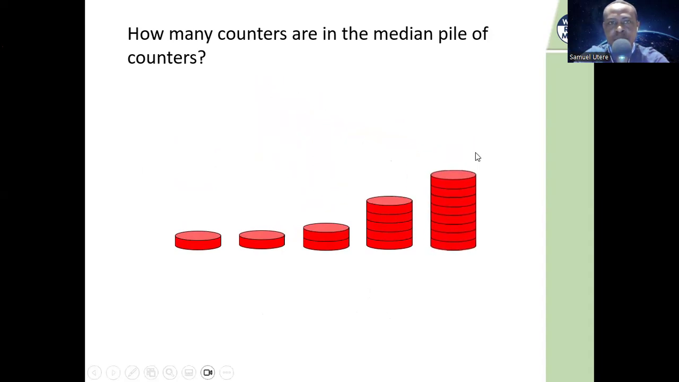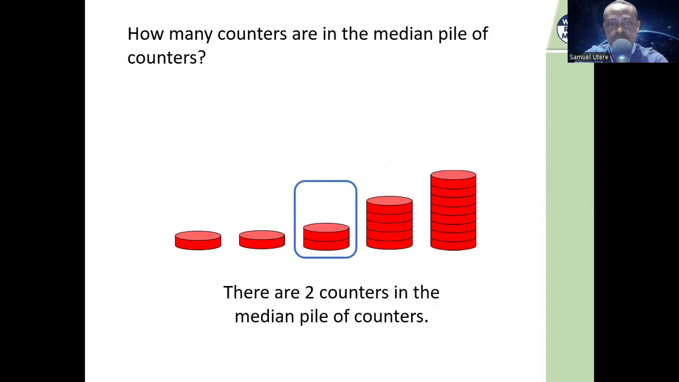Now we can find the median, which is the middle of the counters that we have arranged from the lowest to the highest. Of course, that's the median. How many counters are there? Of course, two. So there are two counters in the median pile of counters.